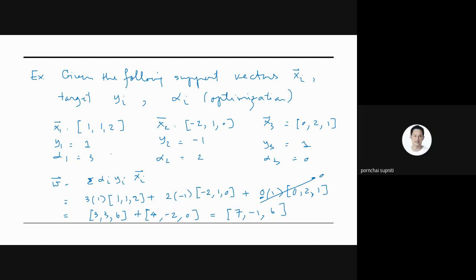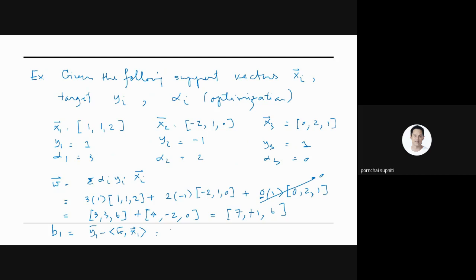7, 1, 6. Yes, sorry. And to find the bias, we have three biases, right? Let's say I compute bias 1. So b1 is just y1 and then minus the projection of w onto x1.